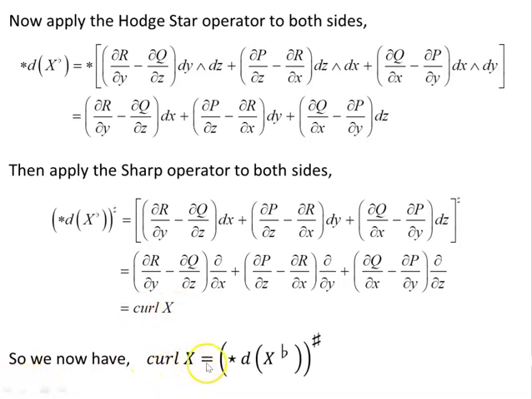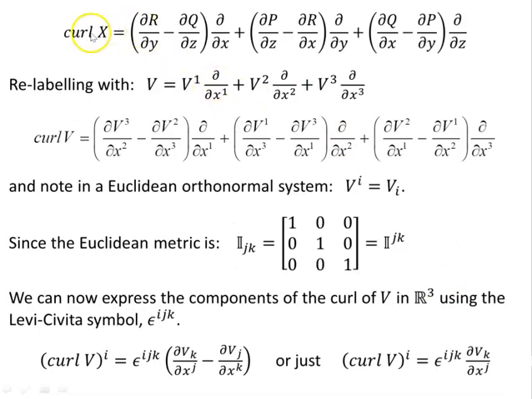So now what we've shown is that curl x is the sharp of the Hodge-Star of D acting on the flattened vector x. And we'll say that this applies in curved manifolds as well, but it'll look a little bit different explicitly when we talk about the components. So curl x is this in Euclidean space using Cartesian coordinates. Now let's do a little bit of relabeling because we want to apply this now to a curved manifold. So relabeling with V is this. We'll just stick to 3 dimensions because that's really what the curl is defined in.